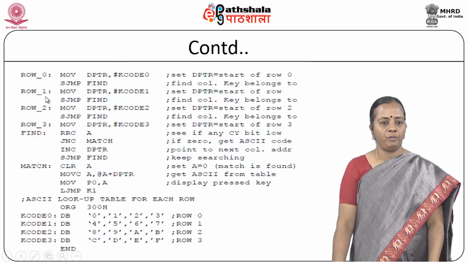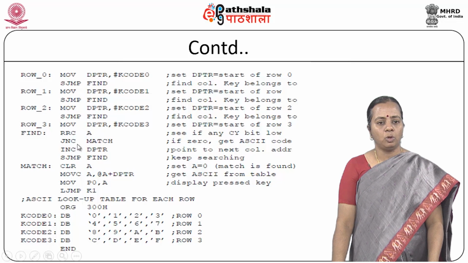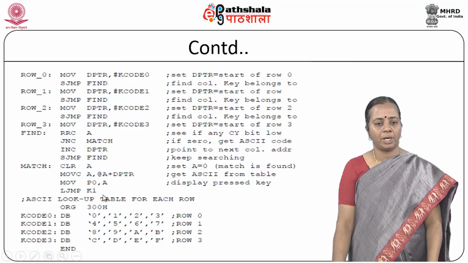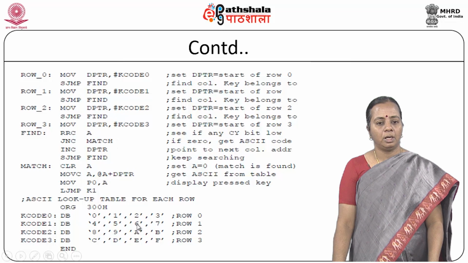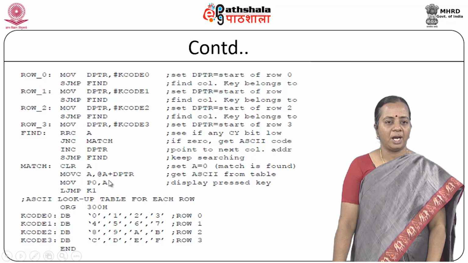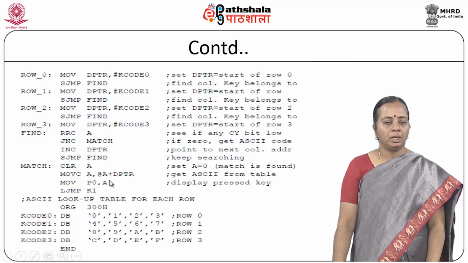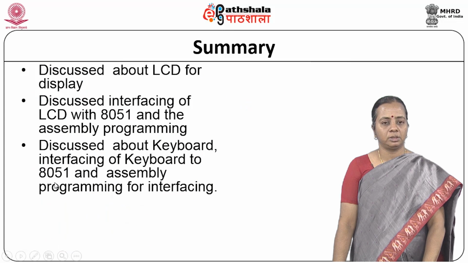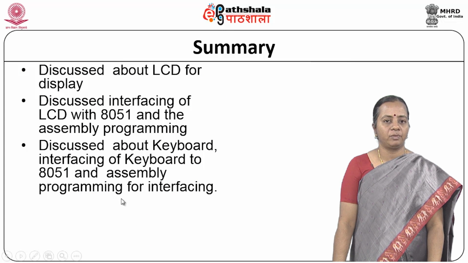That is the way for each and every row. If I am looking at row 1, I will come over here, find out the address of this particular one, go over there and rotate it. If any one of the bits is pressed, then the carry will be 0. So no carry is there, then match is fixed. The address is already known, the DPTR has that particular one. I found what that particular key pressed is, then that will be moved to P0, which in turn displays it. So this is the way the key pressed is identified by the 8051 using this kind of coding. This is the way the keyboard is interfaced with your 8051 controller.